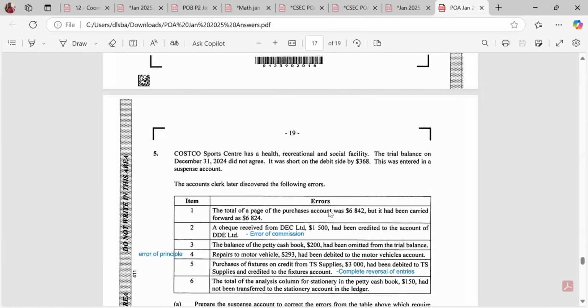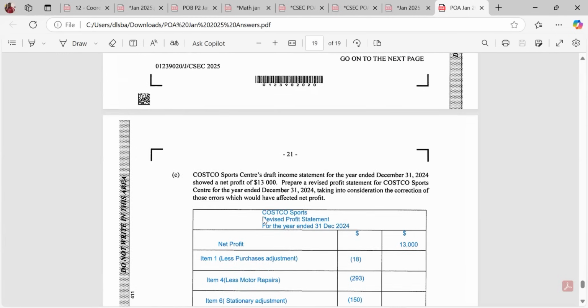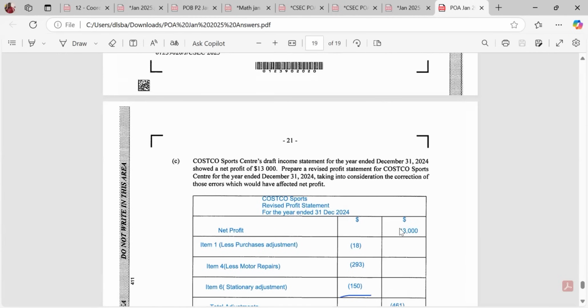Purchases account, for sure, that's part of the income statement, right? So that would affect the net profit. Before, we left out $18, right? Purchases is subtracted from your sales to calculate gross profit, then net profit. If we left out $18, that means we did not subtract that $18. So we have to subtract it now. So that adjustment is what we'll do. We'll subtract $18 from the net profit.